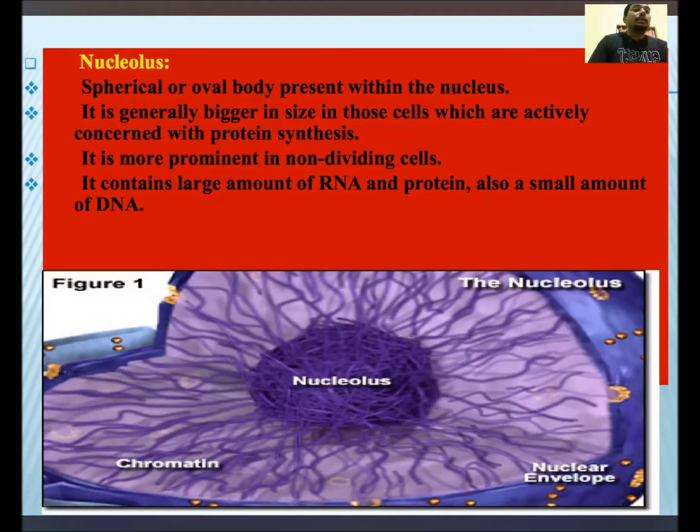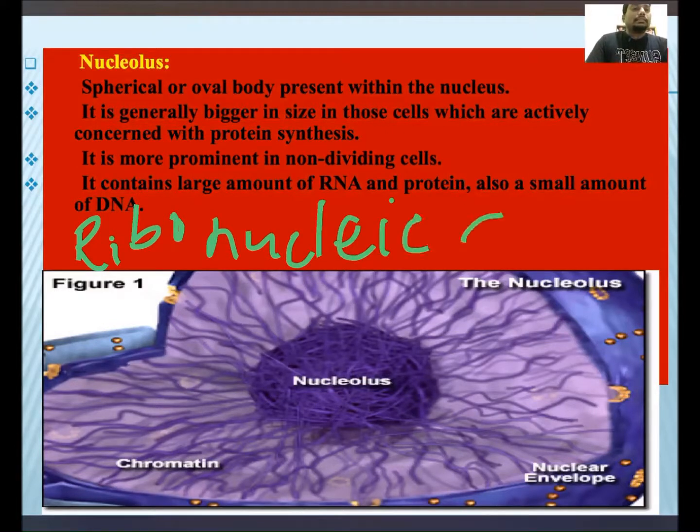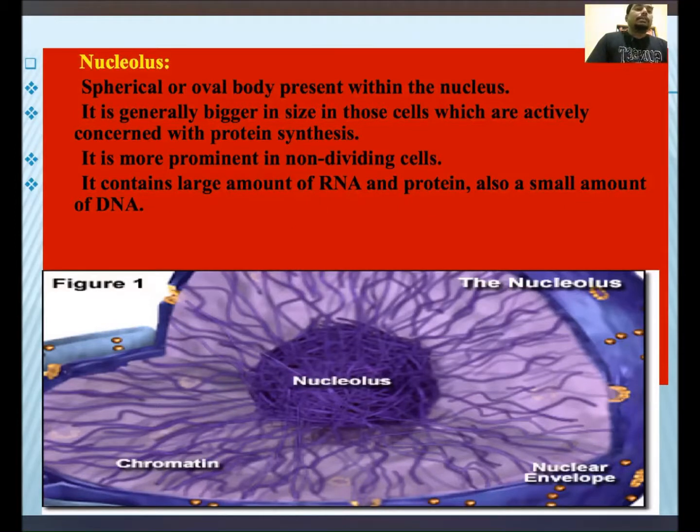It contains a large amount of RNA and protein. Earlier we studied DNA, now it is RNA. RNA means ribonucleic acid. DNA means deoxyribonucleic acid. So the nucleolus contains a large amount of RNA and protein and a very small amount of DNA. The full form of DNA is deoxyribonucleic acid.